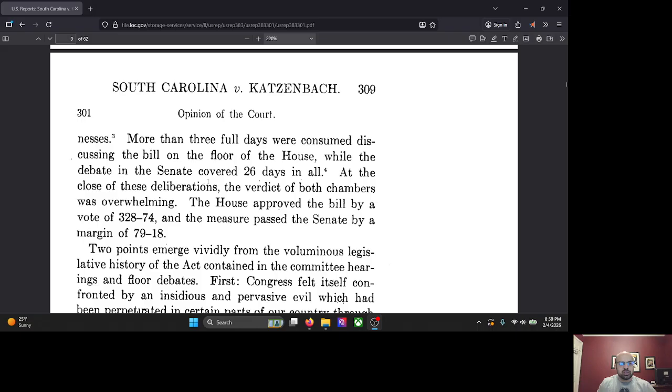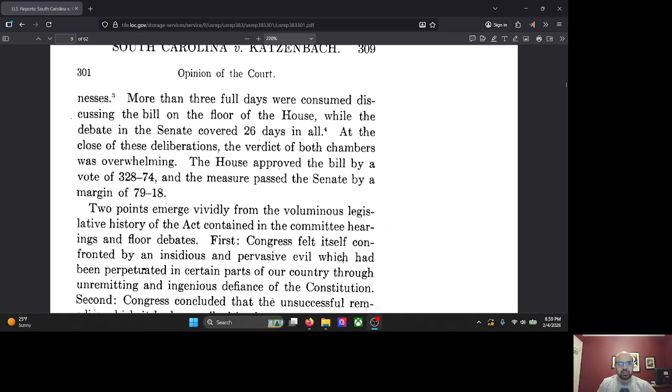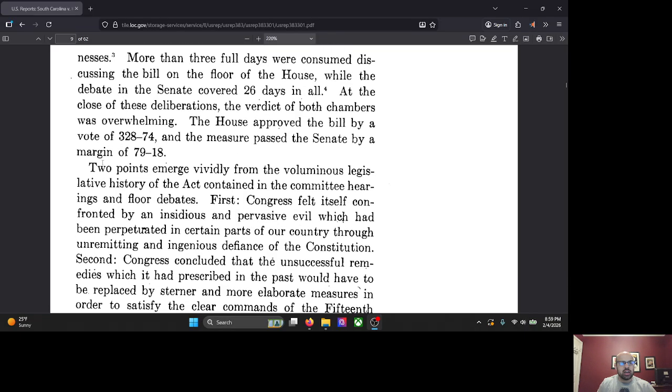At the close of these deliberations, the verdict of both chambers was overwhelming. The House approved the bill by a vote of 328 to 74, and the measure passed the Senate by a margin of 79 to 18.